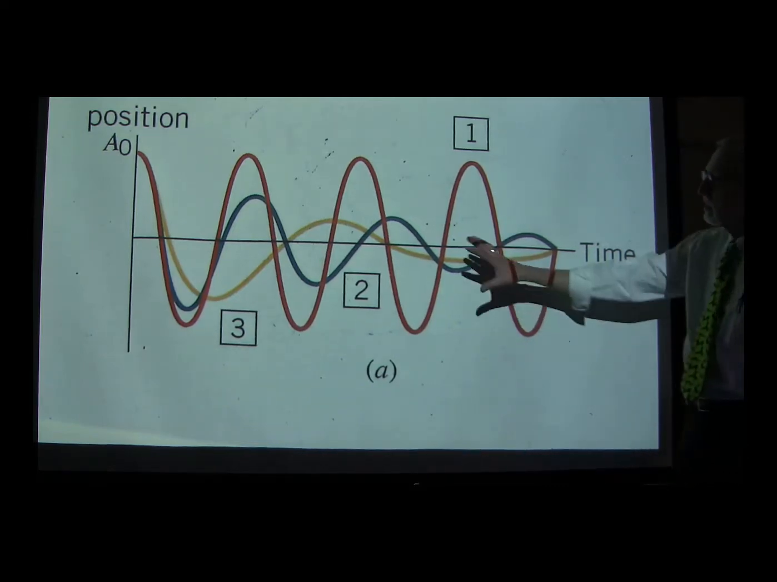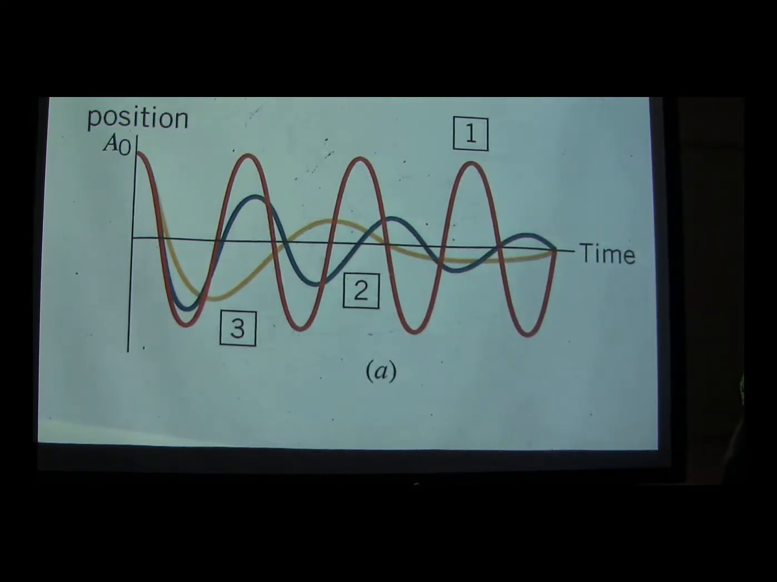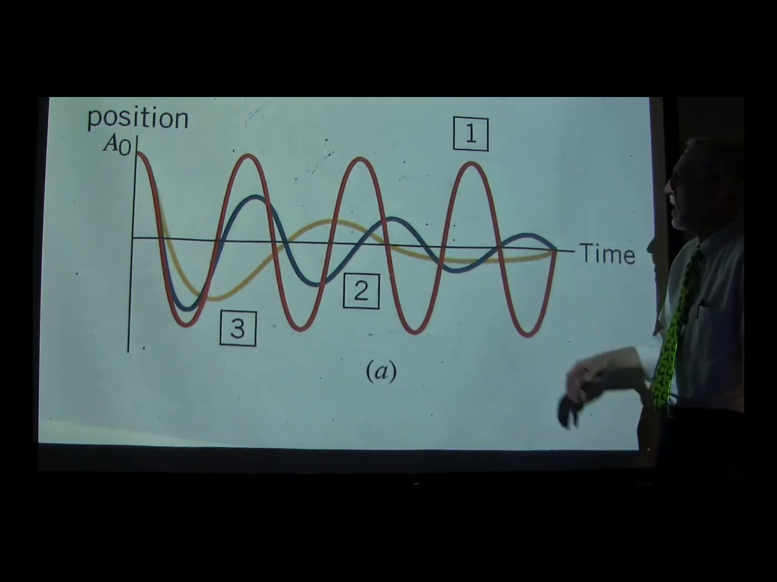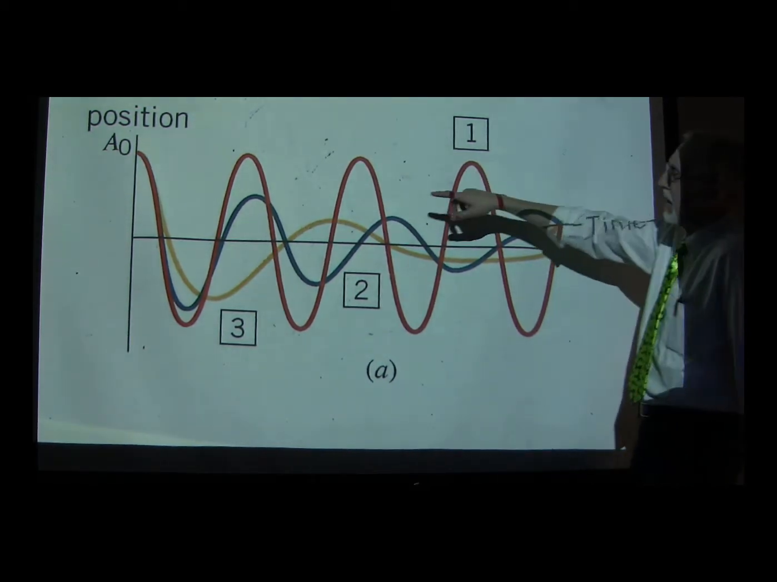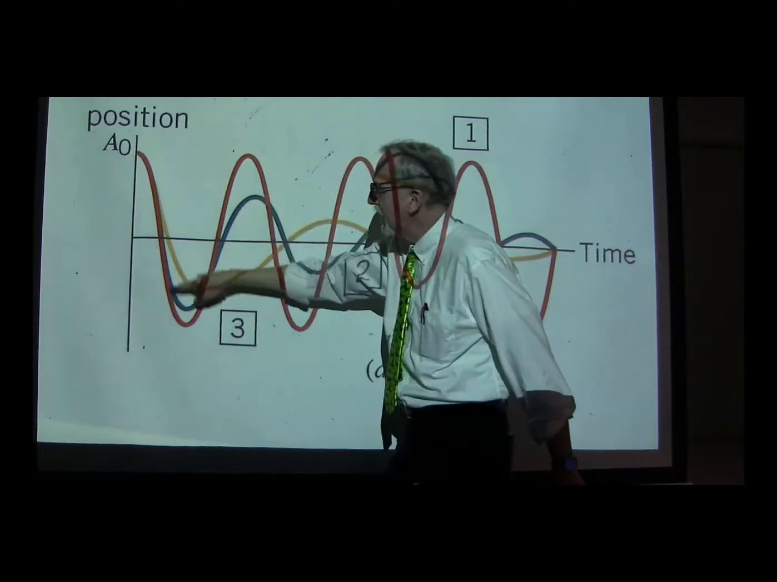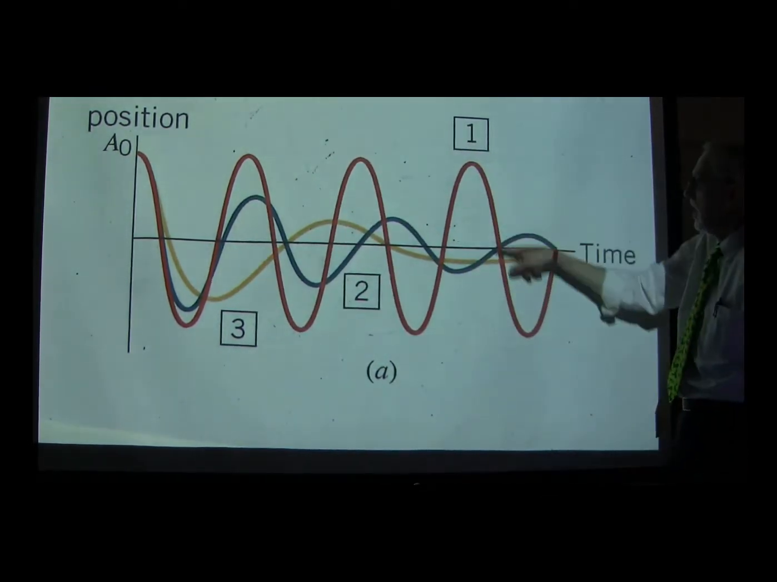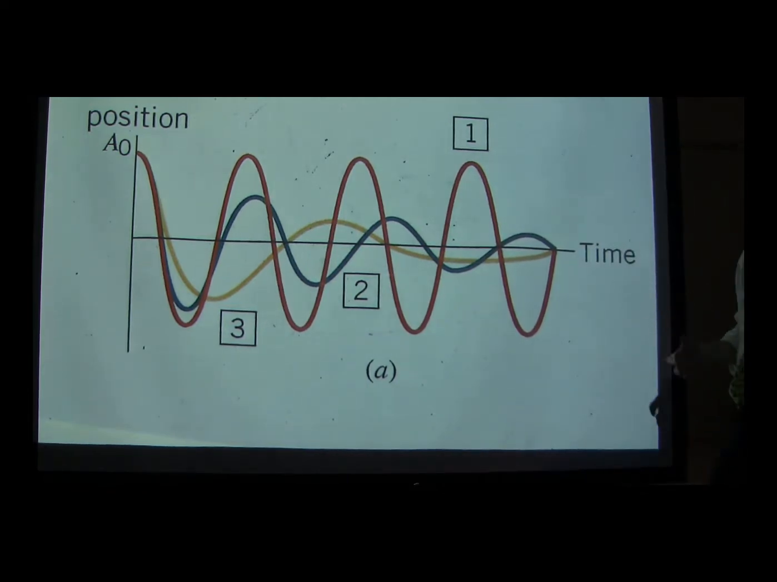So here are some graphs of some different oscillators with different amounts of friction, what I'll refer to as damping. Graph 1, the red line, maintains a constant amplitude. The amplitude stays the same. So this would be an oscillator with no friction, no damping.